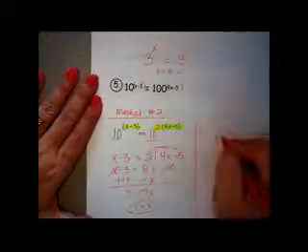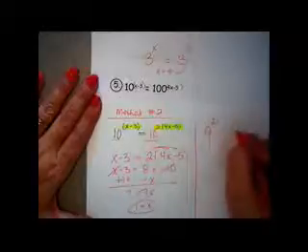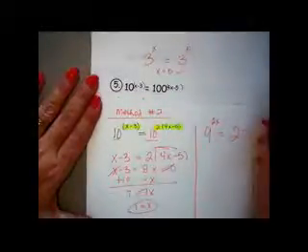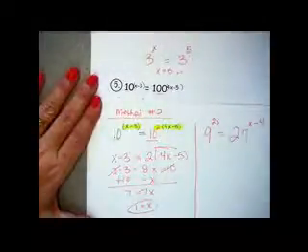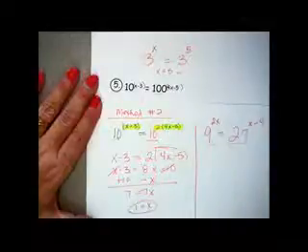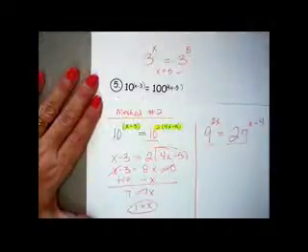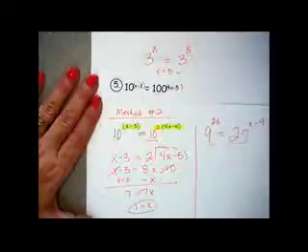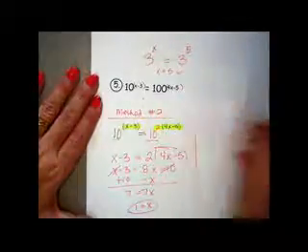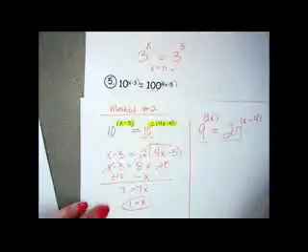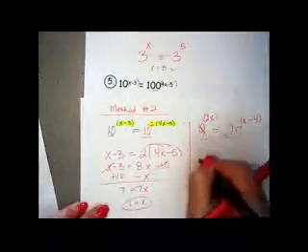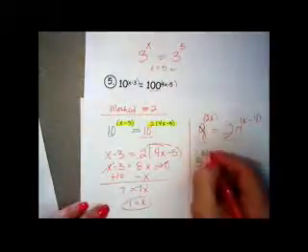9 to the 2x equals 27 to the x minus 4. I can force both of these to have the same base. Now remember, I'm changing these to something to the something power. I'm going to put parentheses around these to represent the original exponent. So 9 and 27, I can both write them as 3 to the something power. 9 is 3 to the second power, and then I have that 2x.